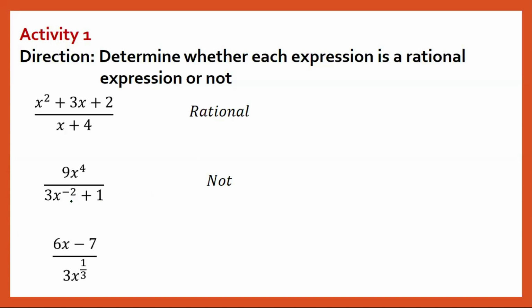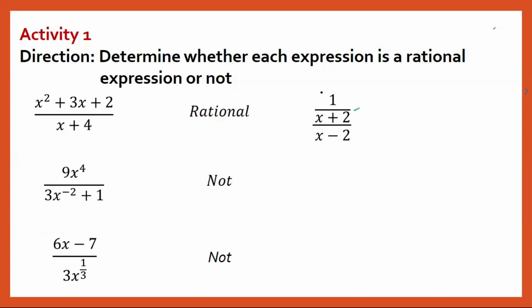How about this one? It is not a rational expression because 3x raised to 1 over 3 is not a polynomial. Because again, a polynomial does not contain a fraction in the exponent. How about this one? 1 over x plus 2 over x minus 2. You might think that this is not a rational expression. But look at this one.